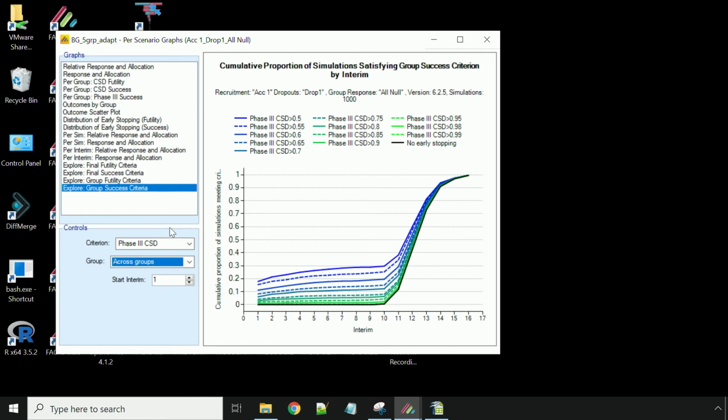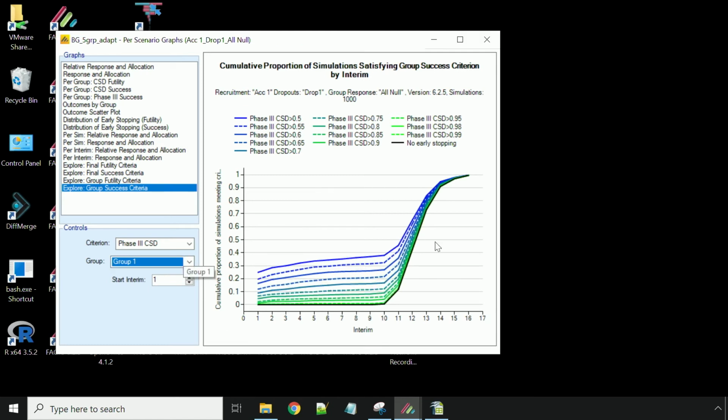So we could use for the across groups a threshold of 0.9, or if we were being super conservative, maybe even a slightly higher threshold of 0.95. And in fact, what I've used is 0.9. Now, using this control here, we can look at different groups and get it to update. And we can repeat the process.